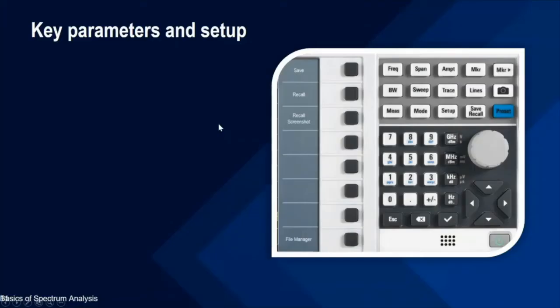Now let's take a jump into what the key parameters are. We talked a little bit about some of these, but we're going to take a deeper dive on them, and how you want to go about setting up your spectrum analyzer. And again, while we're using R&S spectrum analyzers as the example, know that most of this is going to be generic and would apply to any spectrum analyzer that you might be using.